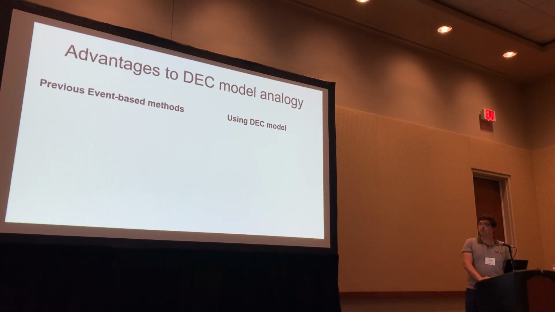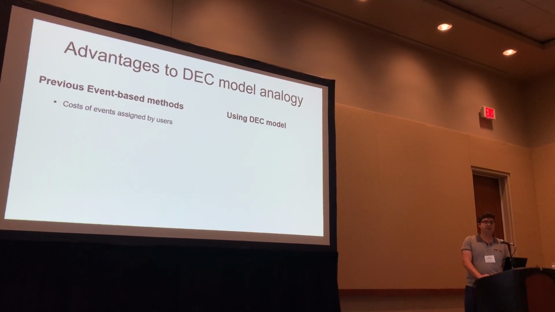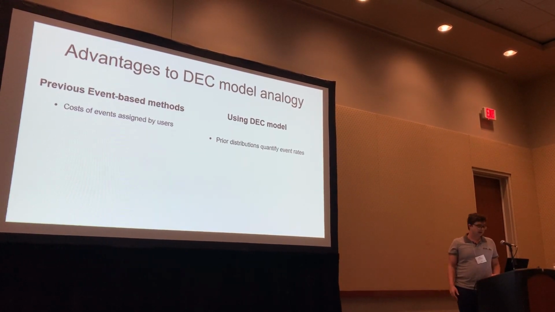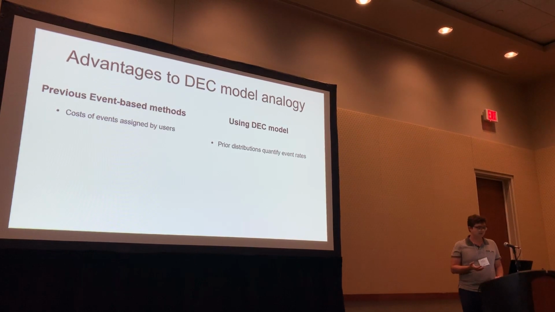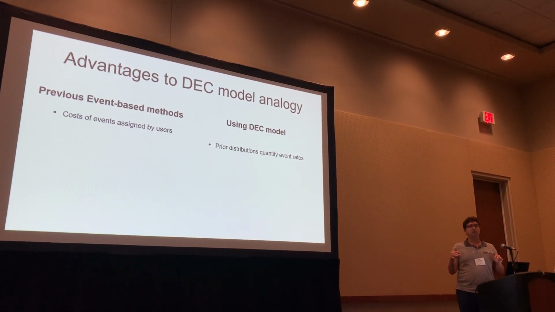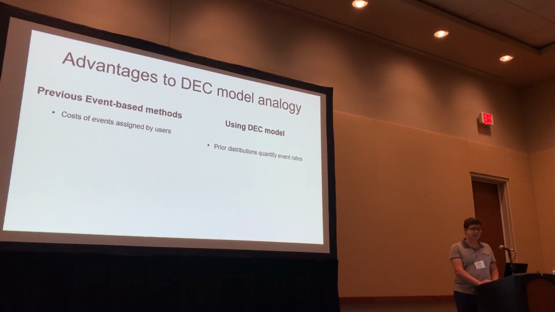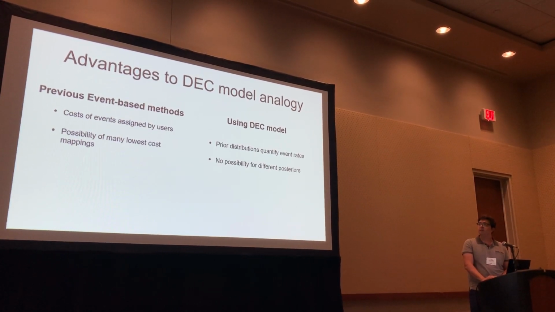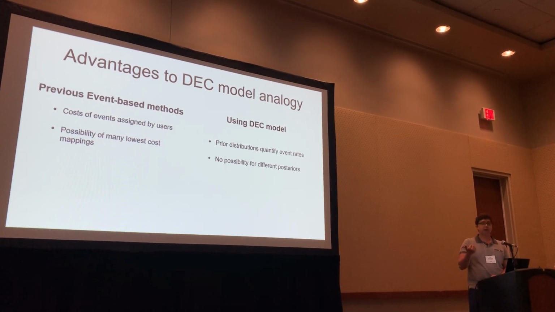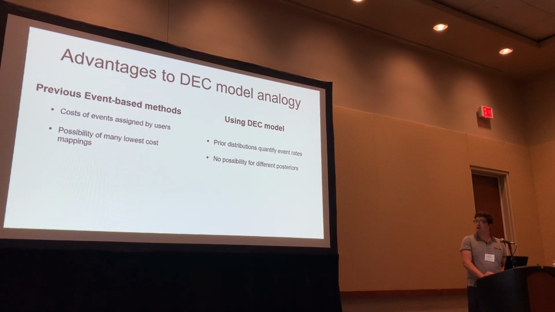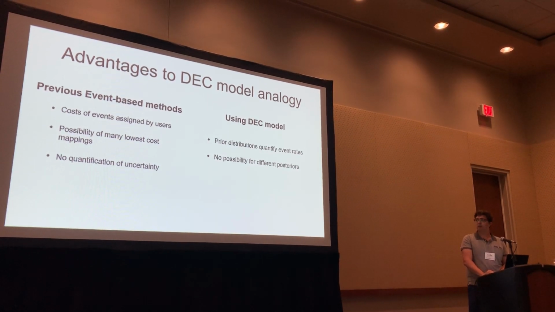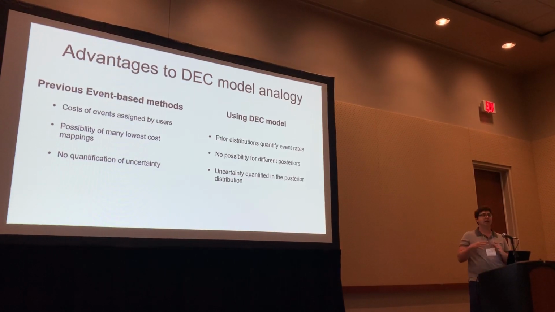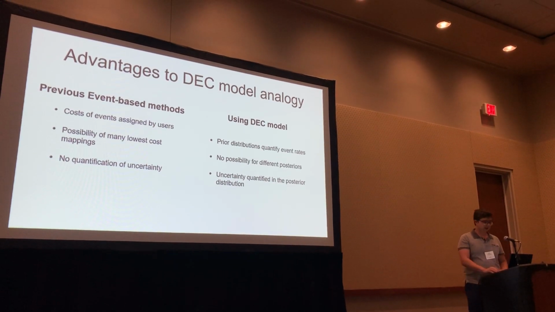And so this gives us some advantages, I think, over previous methods. Instead of assigning costs of events, we have prior distributions that can give us a sense of these event rates and how uncertain we might be about them. Instead of having many lowest cost mappings, we're only going to get one posterior, which is nice. And related to that, we don't get uncertainty quantified in these previous methods, but now we get this nice quantification of uncertainty in our posterior.